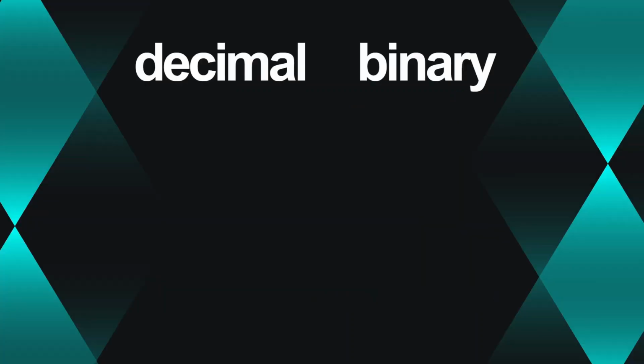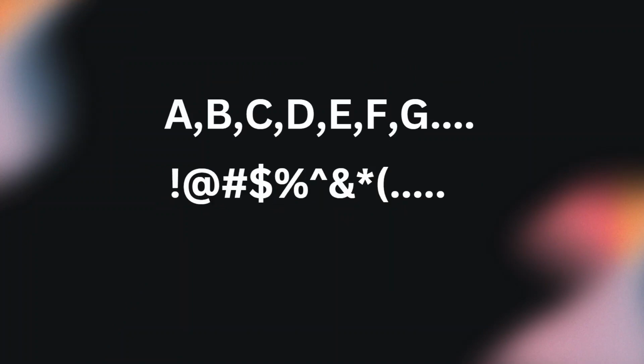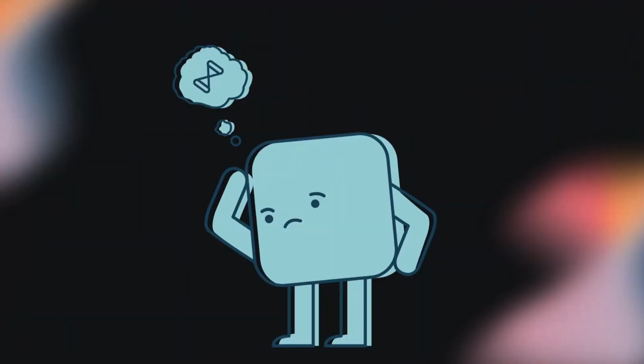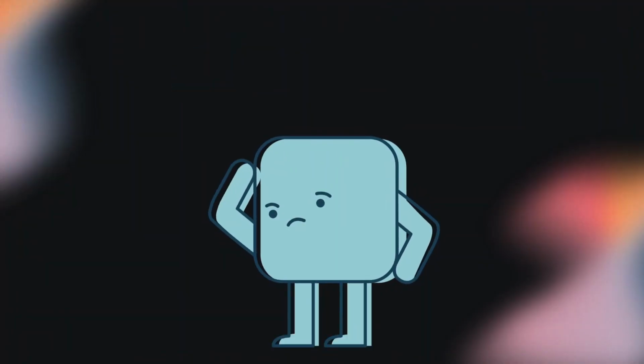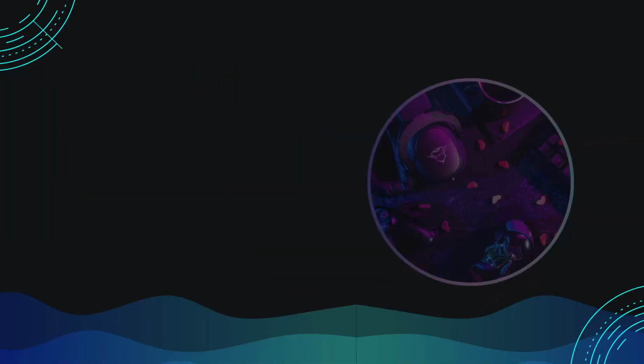Similarly, we can represent the decimal number 0 with 0 in binary. That is, decimal 1 can be represented with 1, decimal 3 can be represented with 11, decimal 4 can be represented with 100, and so on. So again, the question is how do we represent ABCD or the special characters? They all can be represented with zeros and ones. So you might get confused about how we convert them all in a short time. It will take very much time.